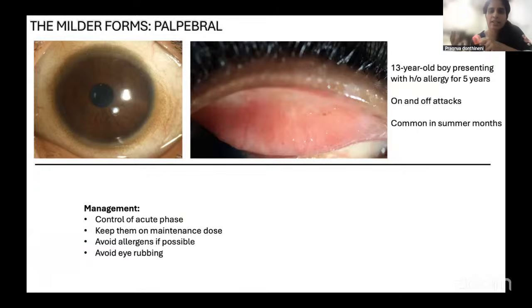Like discussed, generally, we give some anti-allergics, a little bit of maintenance if it's severe or the attacks are too frequent. We can have topical tacrolimus going in, and if they identify specific allergens, we ask them to avoid them, and most importantly, ask them not to rub their eyes. That's the story of this 13-year-old child.